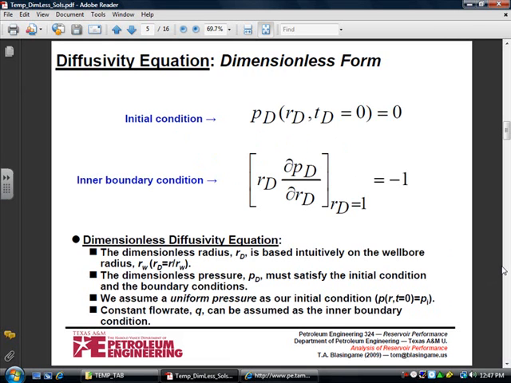Well, in the case of water influx, you have continuous pressure support, right? So the pressure at the boundary is always constant if you have water influx. We are doing this for mathematical convenience. So our initial condition in terms of dimensionless parameters was 0, and the inner boundary condition is -1 if you assume a constant rate. And if you remember, we obtained this using Darcy's law.